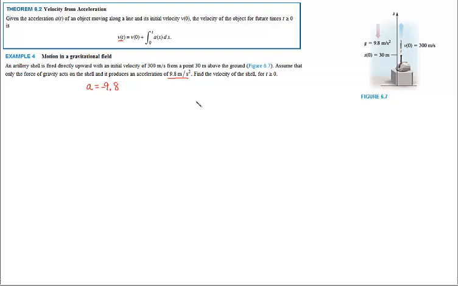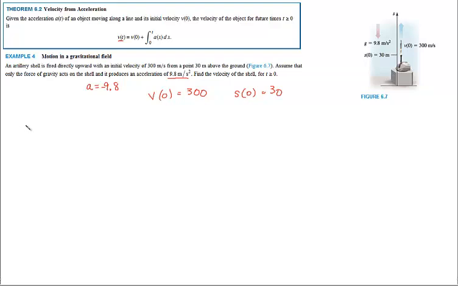And it looks like I'm initially shooting an artillery shell. Here's my initial velocity, so my V0 at time 0 is going to be 300, and my S of 0 is going to be 30 because I'm shooting it, that's the position at time 0.